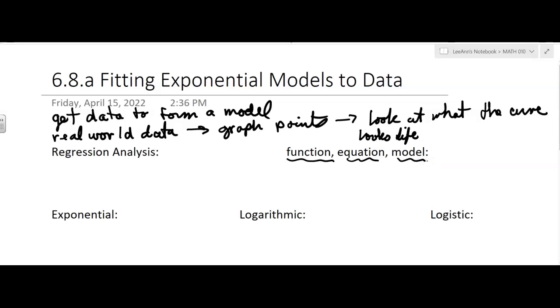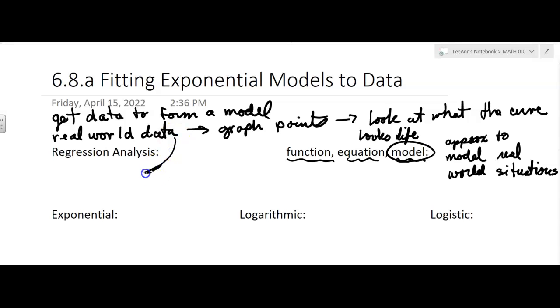Sometimes they use the words function, equation, and model interchangeably. They each have their own definition. When we're talking about a model here, we're talking about something that's approximate, to model real world situations. Okay, so we're looking for a model that would approximately represent these real world situations. Okay, so all that stuff that I wrote was regression analysis.